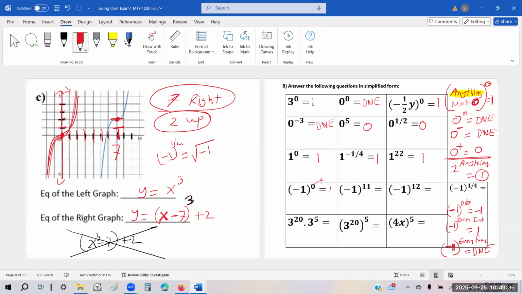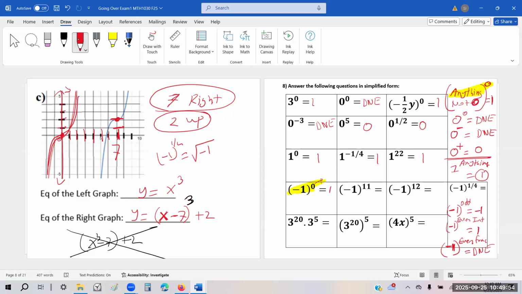It's positive 1. This one falls under this. Anything not 0 is 1. So negative 1 is not 0. So when you raise it to the power 0, the answer is 1. And then negative 1 to the 11.